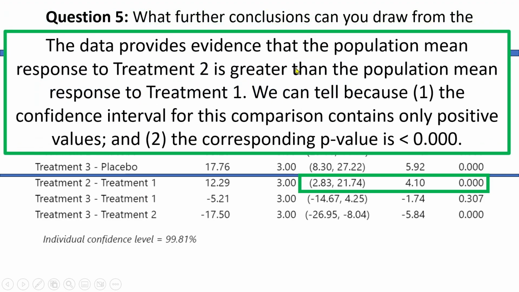So the data provides evidence that the population mean response to treatment 2 is greater than the population mean response to treatment 1. We can tell because, first, the confidence interval for this comparison contains only positive values, and 2, the corresponding p-value is very small.